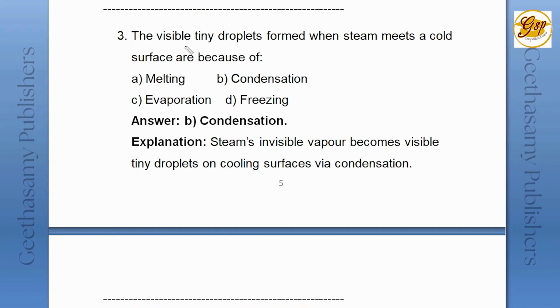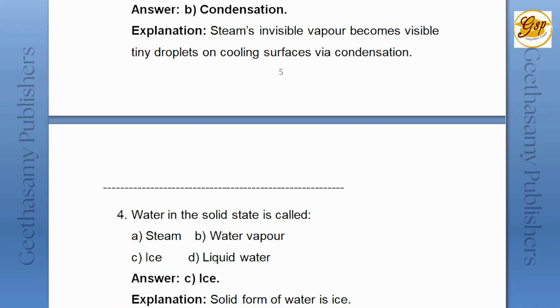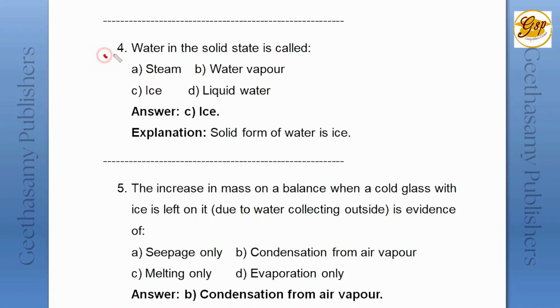Fine. Third question. The visible tiny droplets formed when steam meets a cold surface are because of: melting, condensation, evaporation, freezing. Answer is condensation. Explanation: the steam's invisible vapor becomes visible tiny droplets on a cooling surface via condensation. Fine. Then fourth question. What is the solid state of water called? Steam, water vapor, ice, liquid water. Of course it's ice. Solid water is ice.